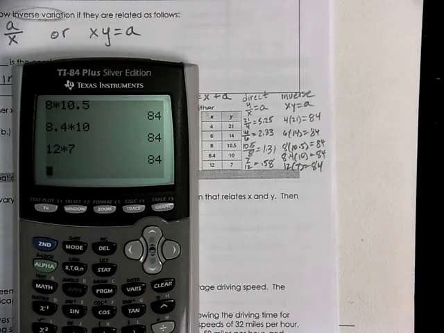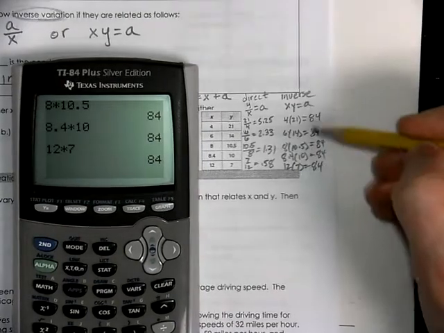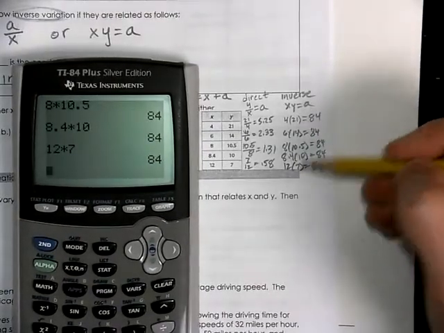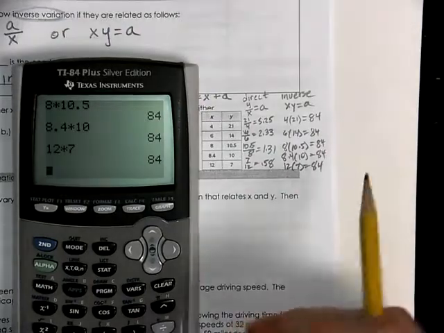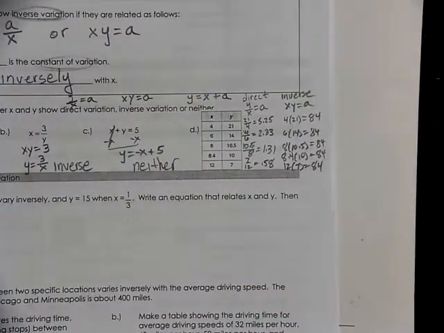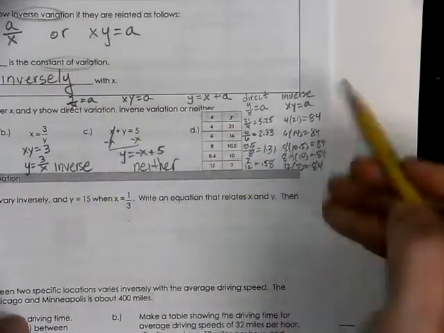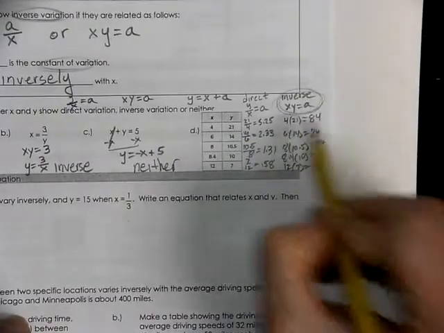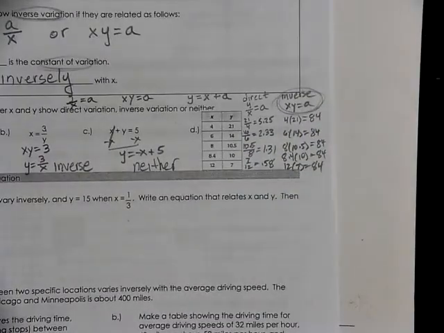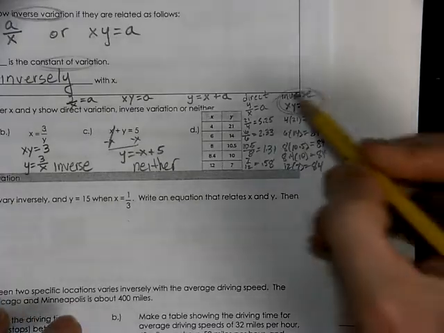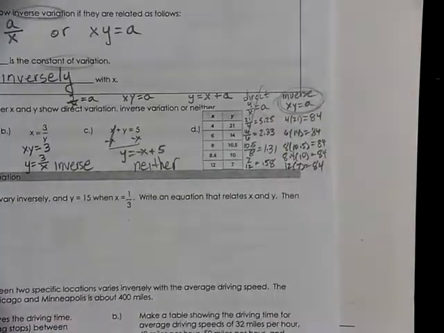So there's an example of getting that constant number through the multiplication of your x and the y. That means this table is showing inverse variation, not direct variation.